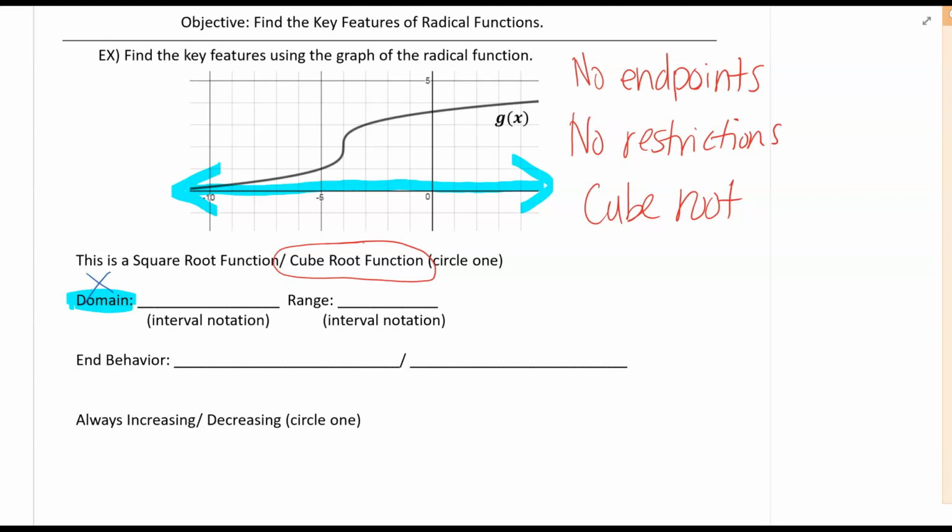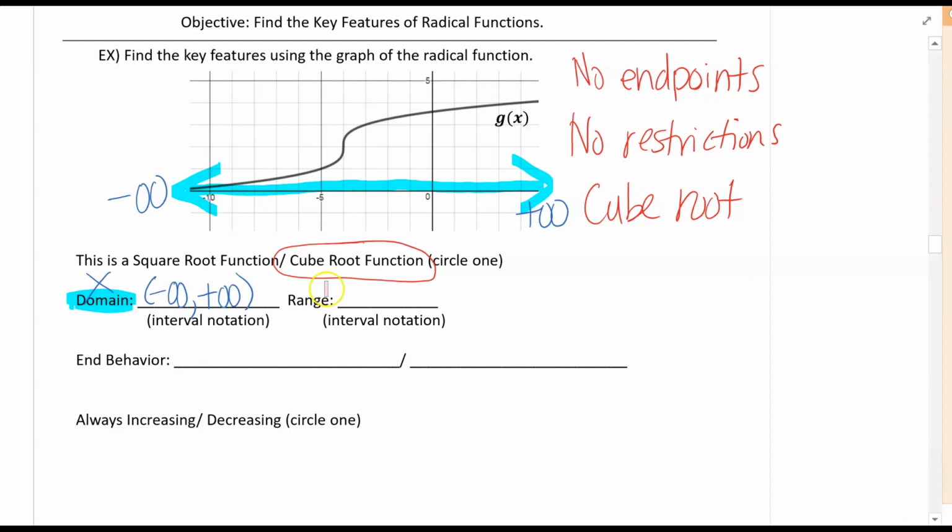So going to the left forever is which infinity? Negative infinity. And going to the right forever is positive. So remember again, for the domain and the range, you're going to go from left to right and bottom to top. So the left side goes from negative infinity, goes forever to the right side, which is positive infinity.